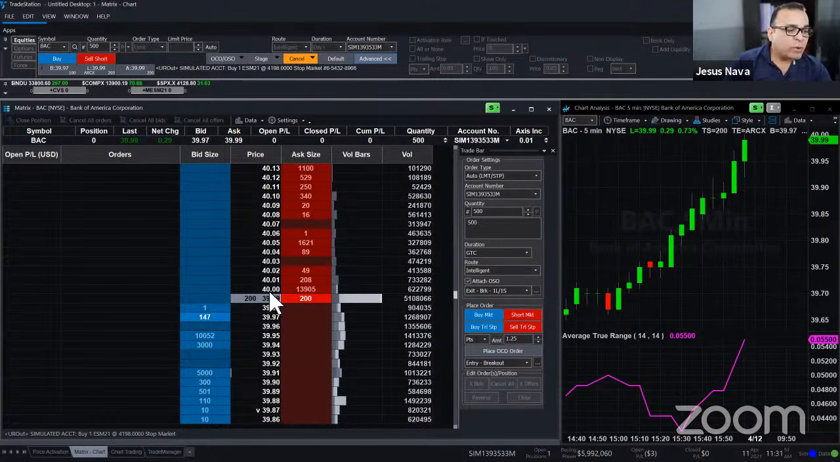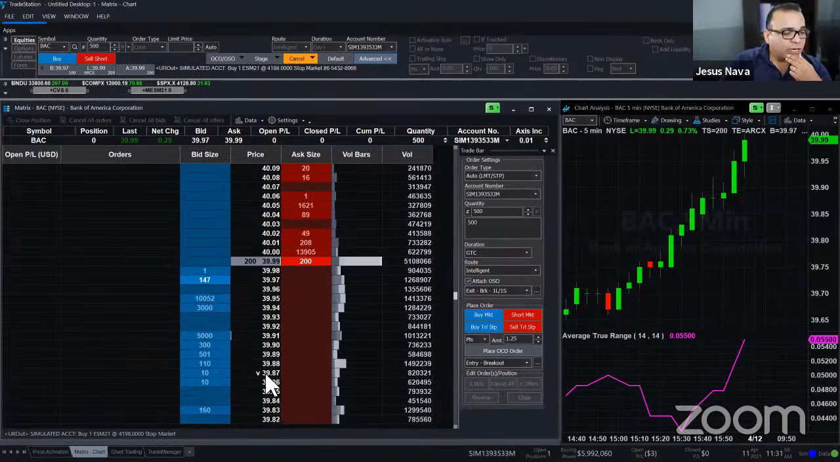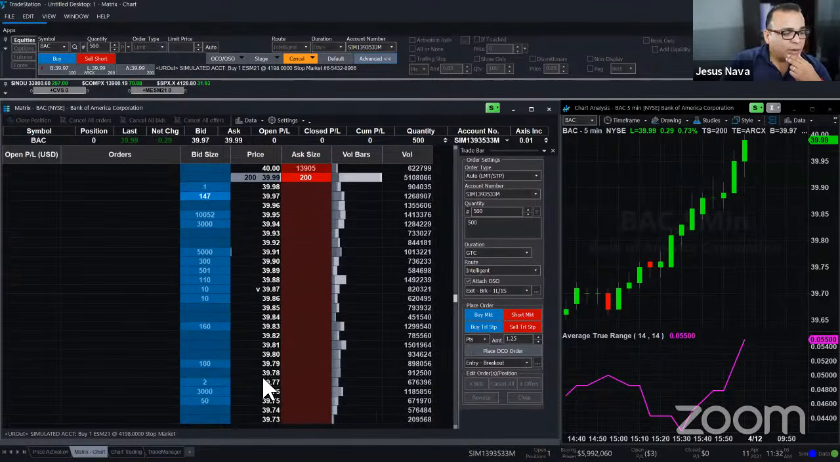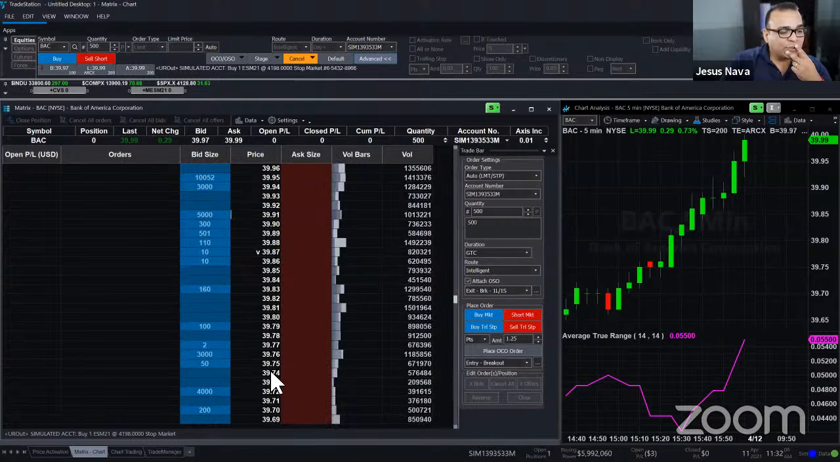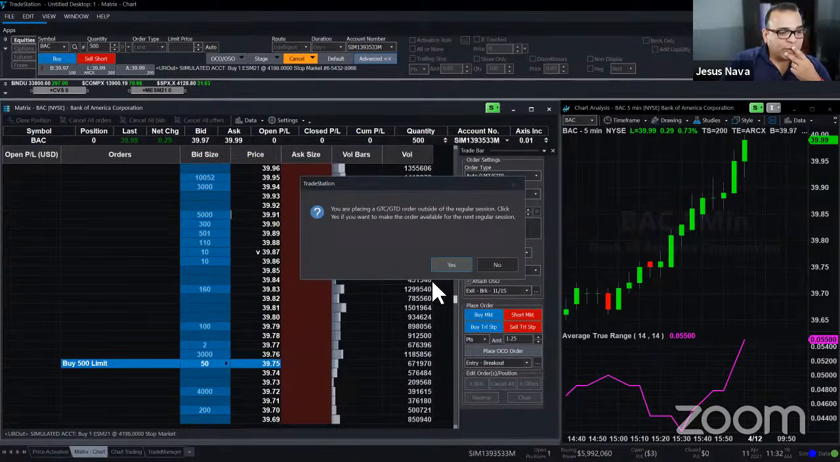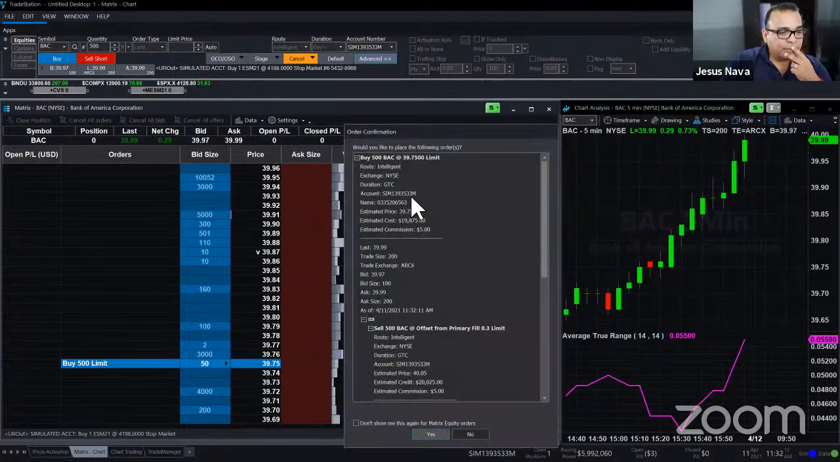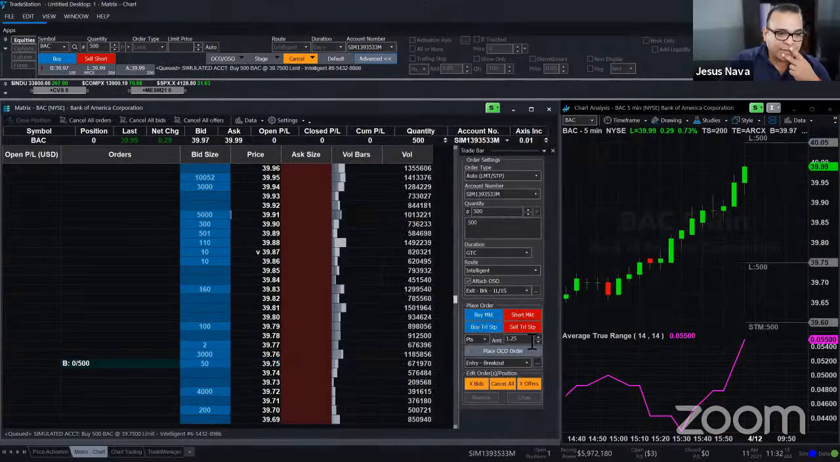But let's say, for example, that I'm not going to be in front of the computer tomorrow. I want to have an order in place if Bank of America trades at a certain level, and I'm going to put in my order at $39.75. $39.75 was the price that was traded on Friday. I'm going to click here and submit my trade. This is my confirmation. I'm going to disable confirmations for now, and I'm going to say yes.